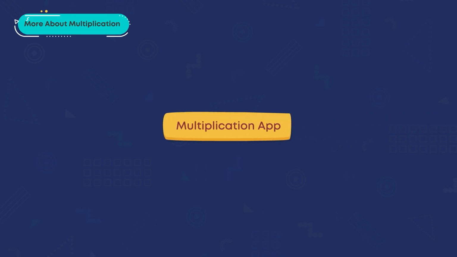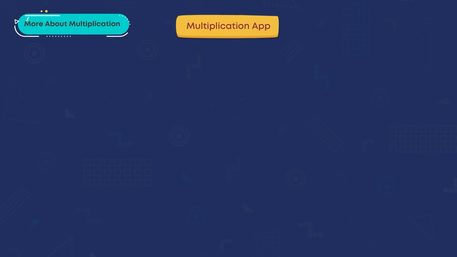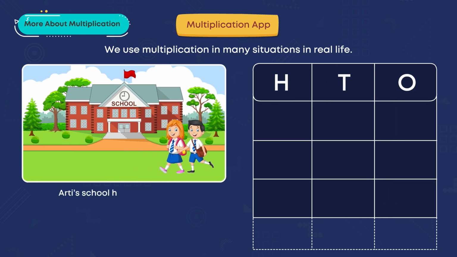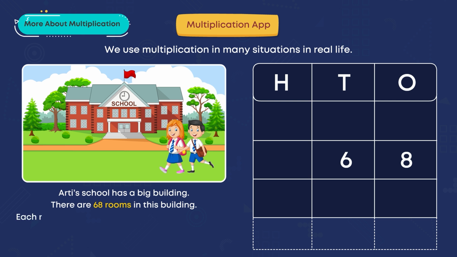Multiplication application. We use multiplication in many situations in real life. Aarti School has a big building. There are 68 rooms in this building. Each room has 2 doors. How many doors are there?